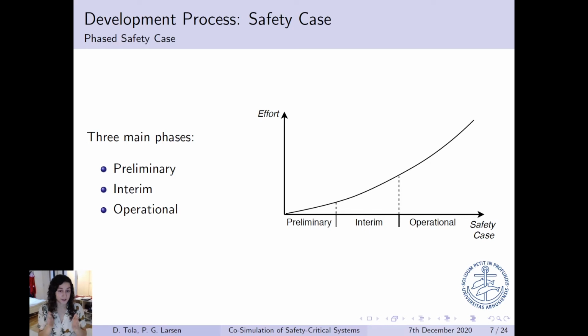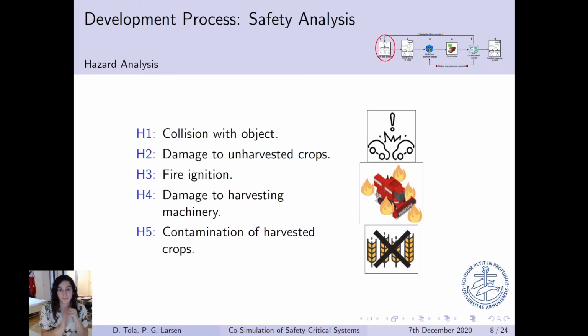Yes, but we focus on the preliminary safety case in this paper, so the abstraction level is really high. Okay, so the first thing that we need to do is provide a system description, which I already gave, and the next thing is to identify which hazards exist. And this was done by reading ISO standards for the safety of agricultural vehicles.